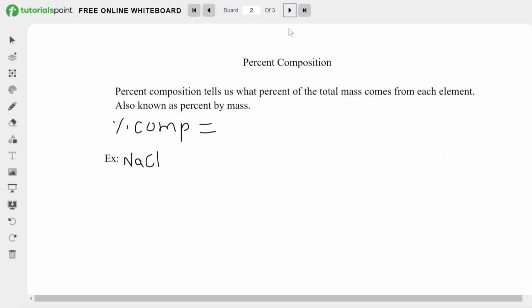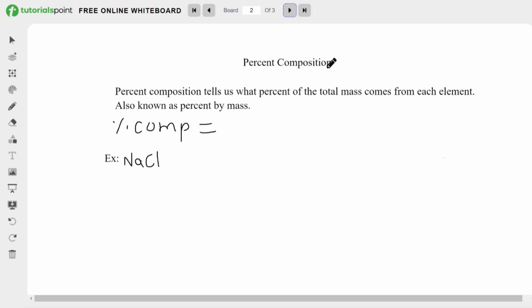Now that we know that it works on compounds, let's understand what percent composition is. It tells us what percent of the total mass comes from each element. It is also known as percent by mass. Now here you can see there is a formula for percent composition, but I'm not going to give it to you. We're going to figure it out with the first sentence that we have here, which is percent composition tells us what percent of the total mass comes from each element.